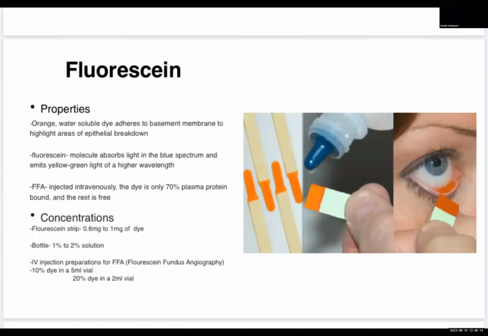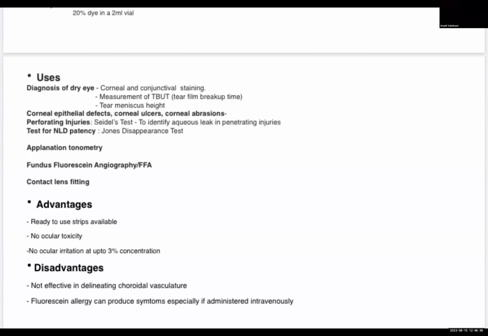The first dye is fluorescein, which is an orange-white water-soluble dye that highlights areas of epithelial breakdown. The molecules absorb light of lower wavelength in the blue spectrum and emit higher wavelength green light. As it is 70% plasma protein bound, it is used intravenously for fundus fluorescein angiography. It is used for diagnosis of dry eye, for tear film breakup time measurement, and tear meniscus height. It is also used for corneal epithelial defects, corneal ulcers, and corneal abrasions.